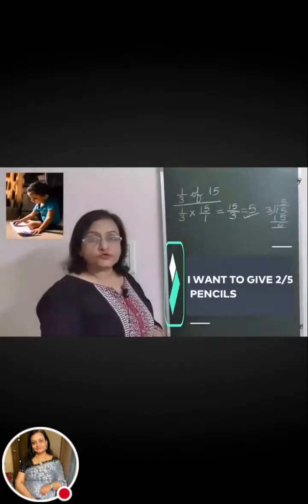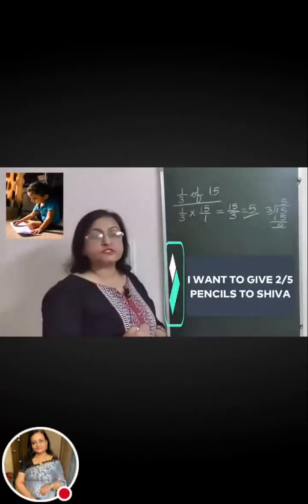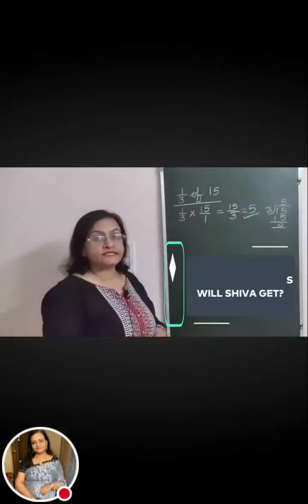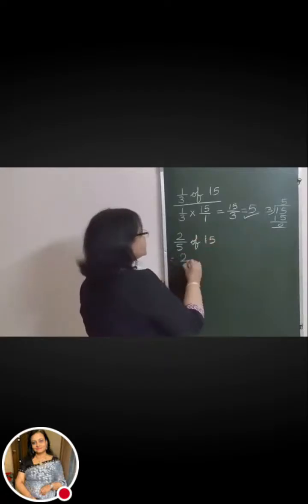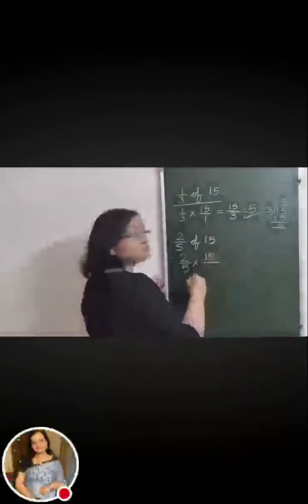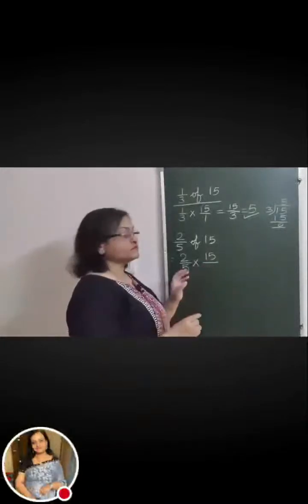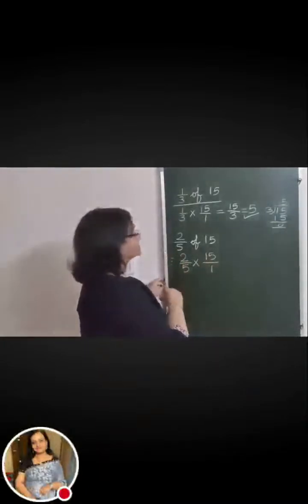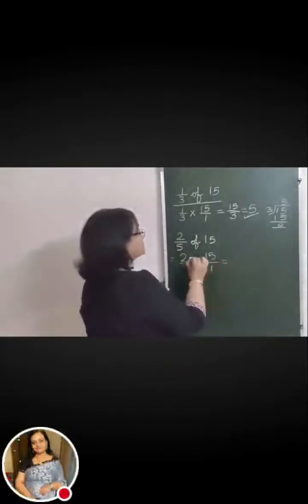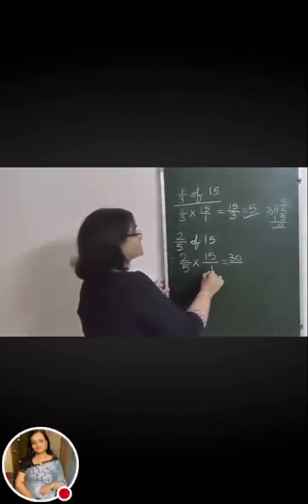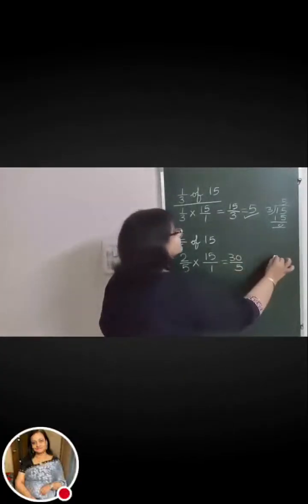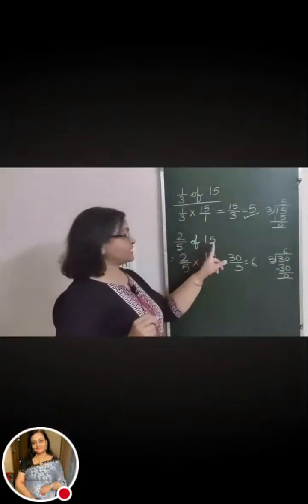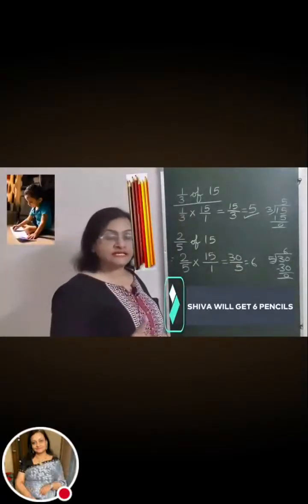Now if I want to give 2/5 of pencils to Shiva, how many pencils will Shiva get? Let's calculate. 2 by 5 of 15. That means 2 by 5 multiplied by 15. Now, because no denominator is given here, we will write 1 as denominator. Now, we will multiply the numerators. 15 2s are 30. And now we will multiply the denominators. 5 1s are 5. Now, we will divide 30 by 5. Now, we know 5 6s are 30. That means 2/5 of 15 is 6. That means Shiva will get 6 pencils.